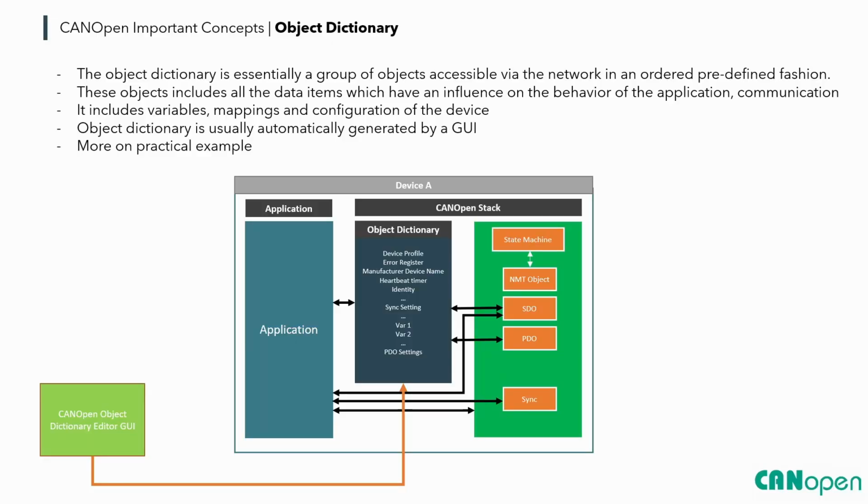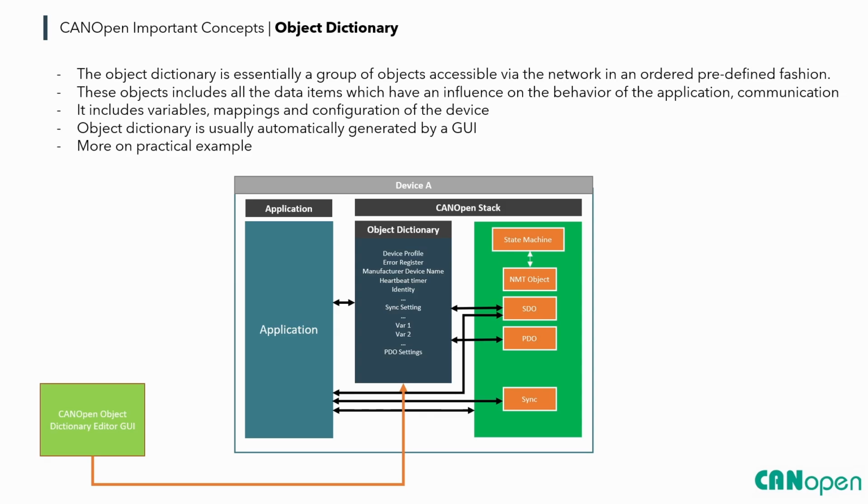Okay, so now let's talk about the object dictionary. As we discussed, the object dictionary is, in simple terms, a group of variables that you can access from the network, but you define that accessibility. For example, you can give any node in the network access to read something, to write something, or to do both. So it's in a predefined fashion.